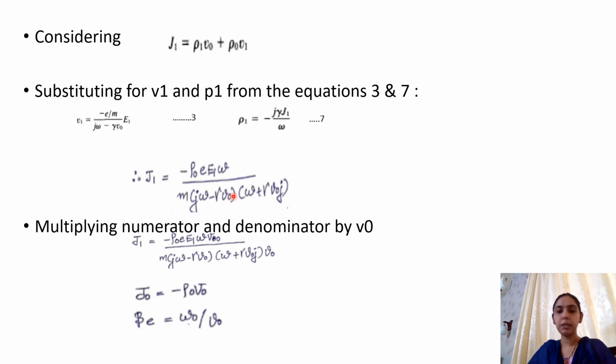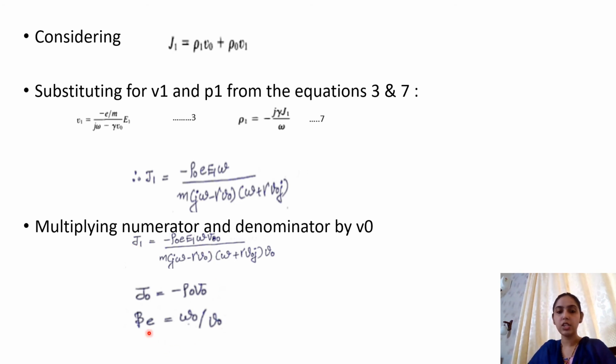Now again multiplying the numerator and denominator by V0. Why are we multiplying it by V0? Because J0, we know, is minus ρ0 into V0. So to establish a relationship between J1 and J0, we can multiply the numerator and denominator with V0. So finally we get a relation between J1 and J0.